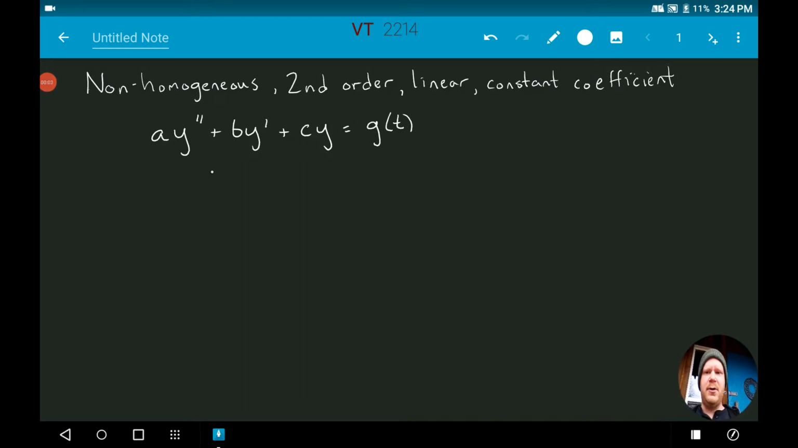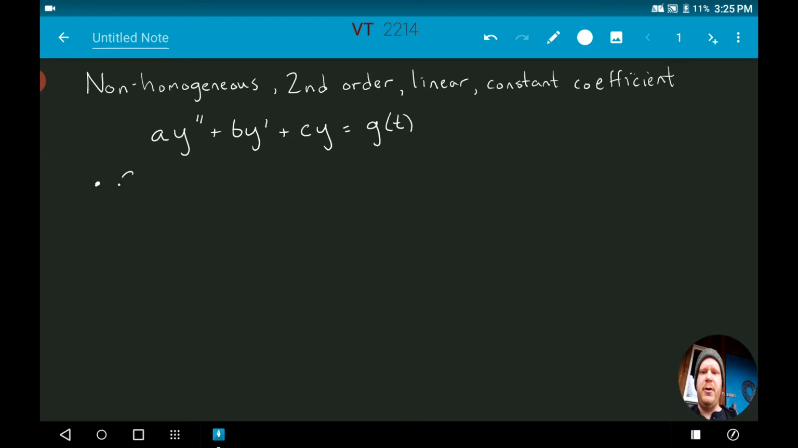Hi everyone. So in this video we're going to be talking about non-homogeneous second-order linear constant coefficient differential equations. And the key word here is non-homogeneous. That's the big difference between what we've done and what we're doing now. This is pretty much a three-step process.